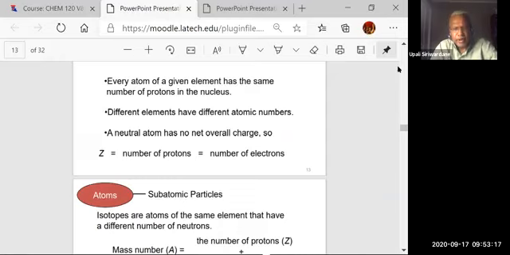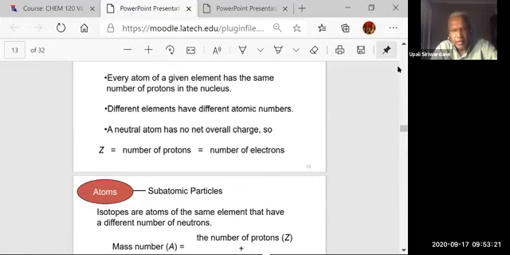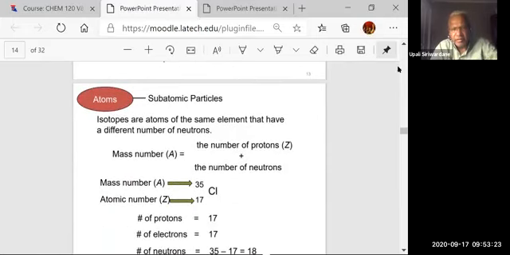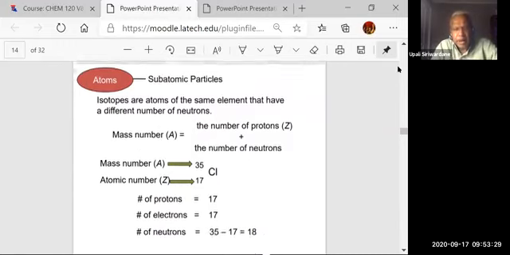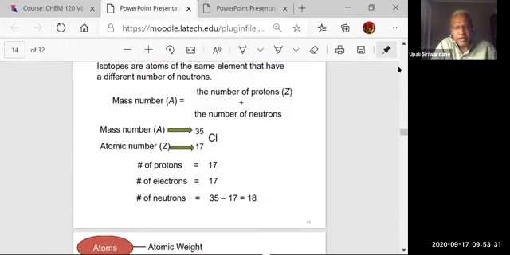So we also have another quantity called mass number. Mass number is the number of protons plus the number of neutrons. Mass number 35 for chlorine, with atomic number 17, means how many neutrons are there? 35 minus 17. 35 minus 17 is 18.